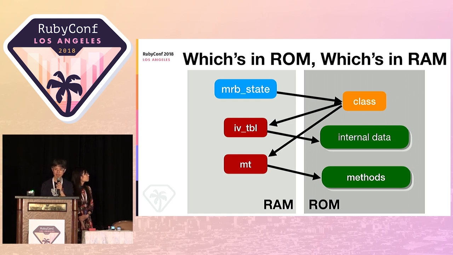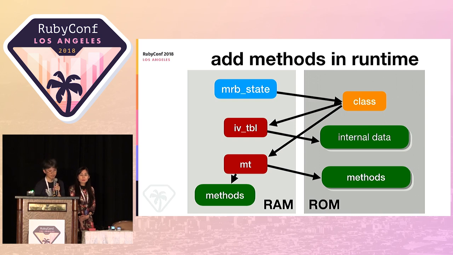However, the table that manages the instance variables and the table that manages the methods are in RAM because they change while executing. And even if the table of methods is in RAM, a certain method definition can be placed in ROM. As I mentioned earlier, a method may be added at runtime. The added method will be put in RAM. Thus, if we understand how to use ROM and RAM well, we can use ROM without changing the dynamic nature of Ruby.